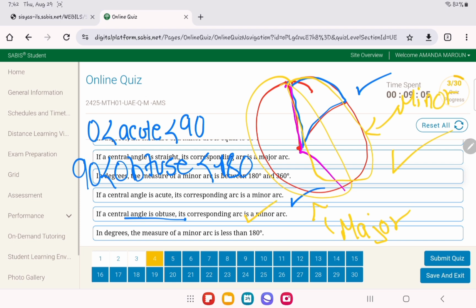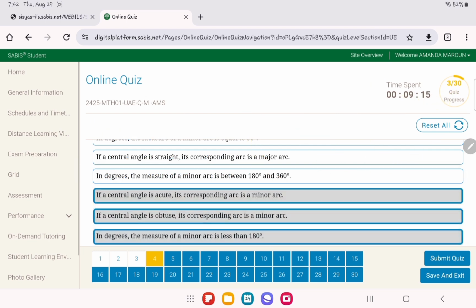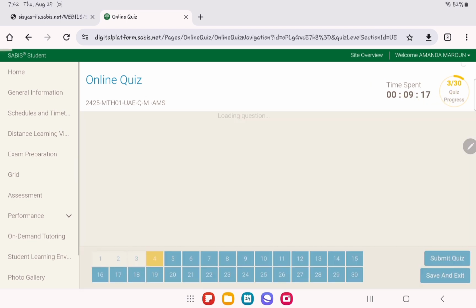And in degrees, the measure of a minor arc is less than 180 degrees. This is very true. It is between 0 and 180 degrees. So the 3 last for me are the correct ones.